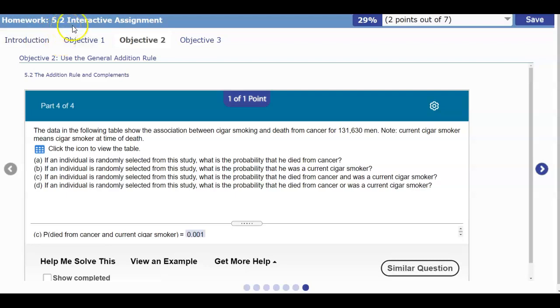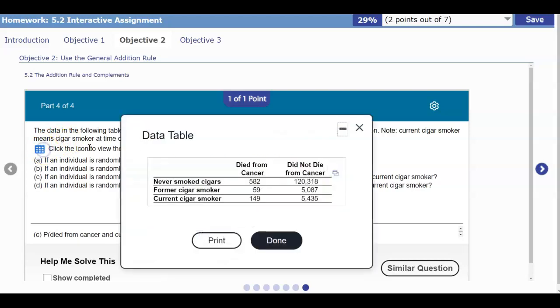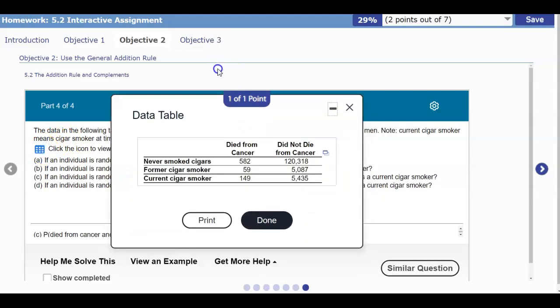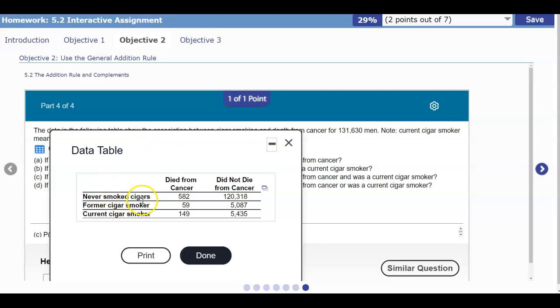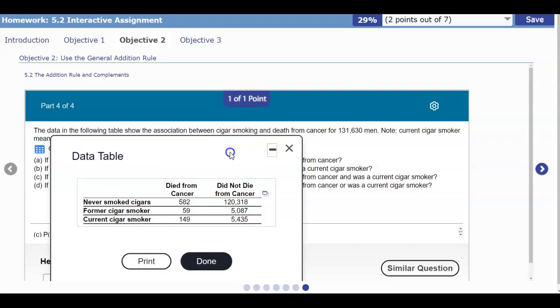Section 5.2 Interactive Assignment Objective 2. The data in the following table show the association between cigar smoking and death from cancer for 131,630 men. Note, current cigar smoker means cigar smoker at time of death. So here is the table. We have never smoked cigars, former cigar smoker, and current cigar smoker, which are your rows. In the columns, died from cancer and did not die from cancer.